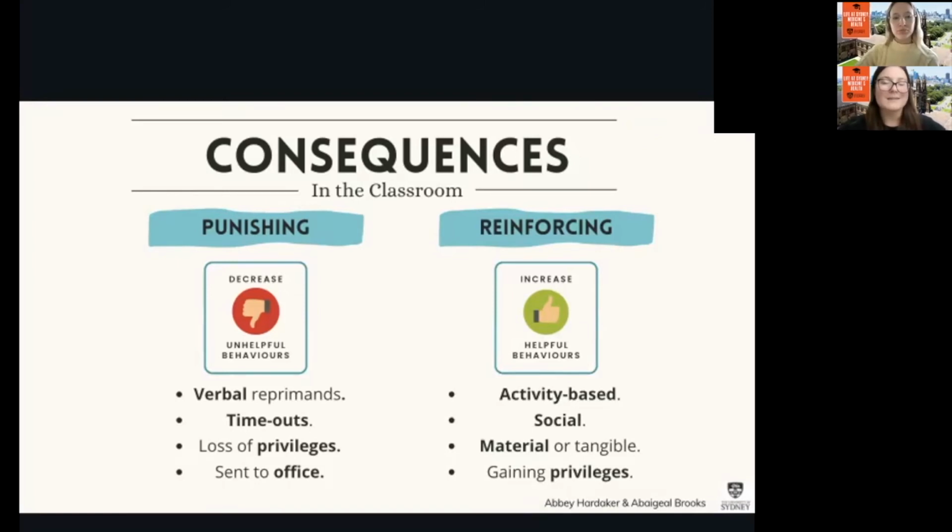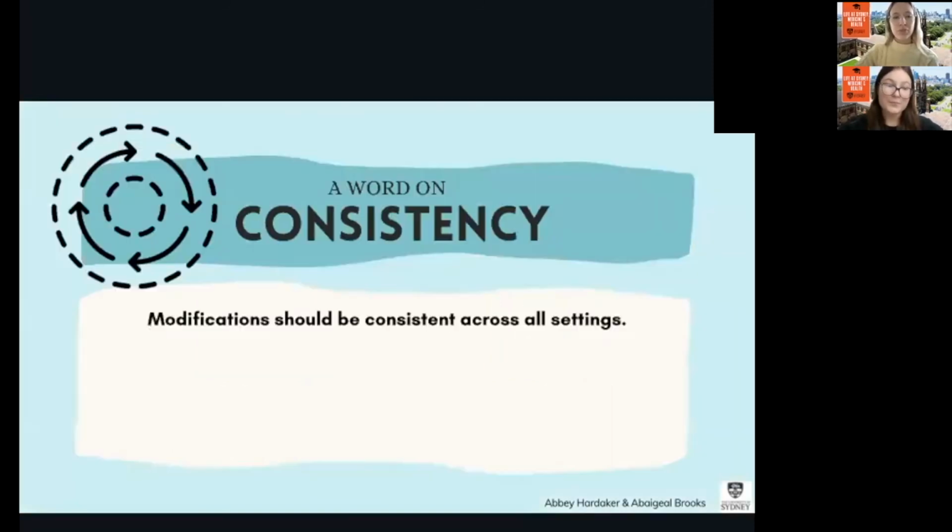We need a consistent form of both punishment for unhelpful behaviours and reinforcement of helpful behaviours. This will help to discourage the unhelpful behaviour and replace it with encouraging the alternative helpful behaviour. It's important to note that for behaviour change to be effective, modifications to antecedents and consequences should be consistent across all settings. However, all we can do is try our best.